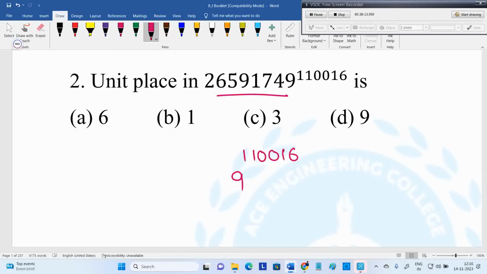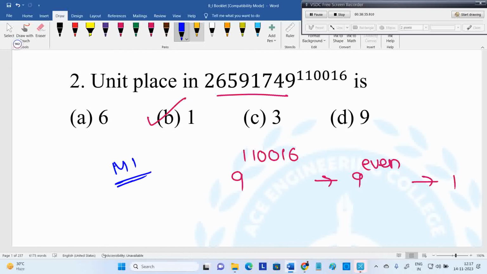Okay, no problem. So you know 9 power even number always ends with 1. Simple. We know 9 cyclicity 2. No, sir, you said cyclicity 4 only to do. This is one method. If you know 9 power even number ending with 1, you can go ahead.